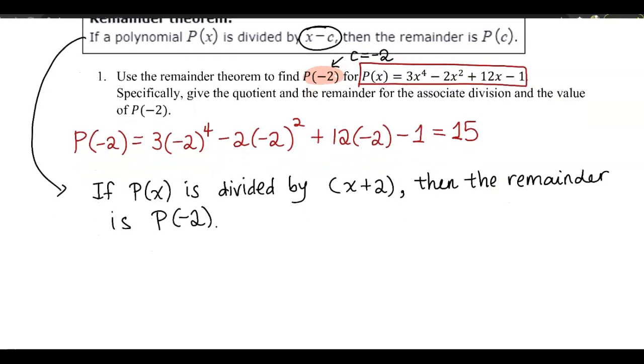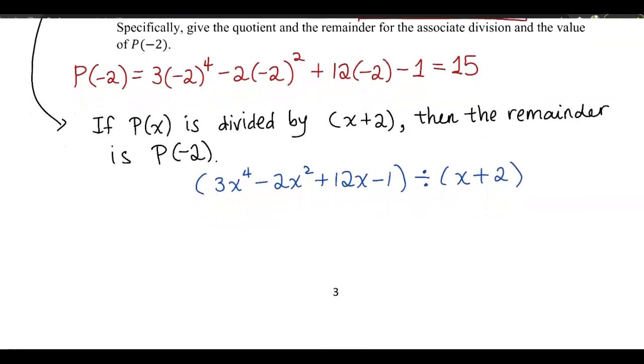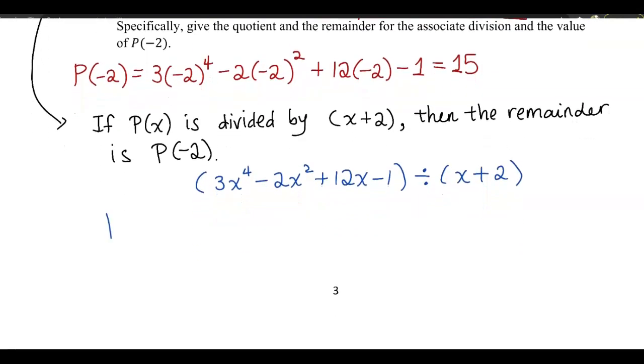So here's the division problem that I will do. I will go ahead and divide this p of x, 3x to the 4th power minus 2x squared plus 12x minus 1, by x plus 2. And you have two options. You can do this using long division or synthetic division. Up to you. In this video, I will show you how I do this division using synthetic division. So I put the little negative 2.